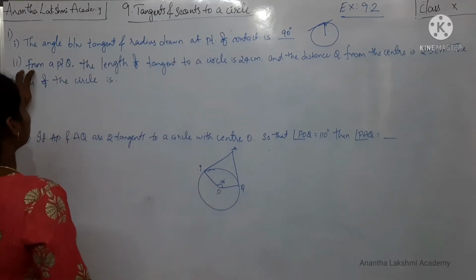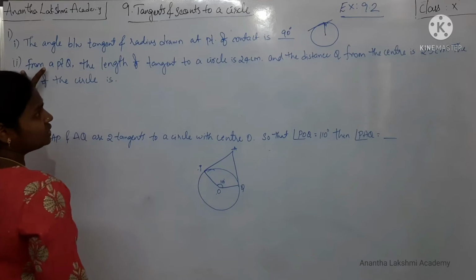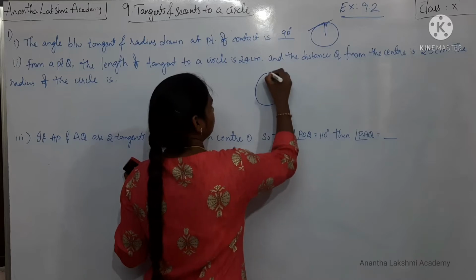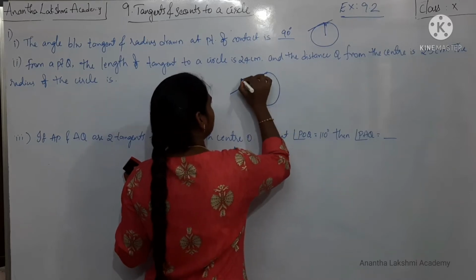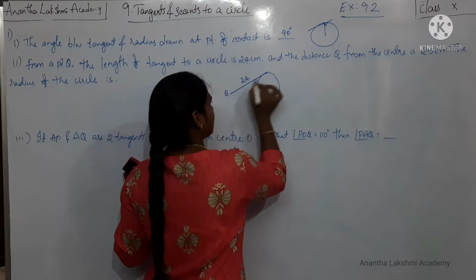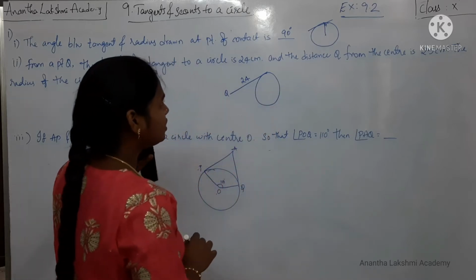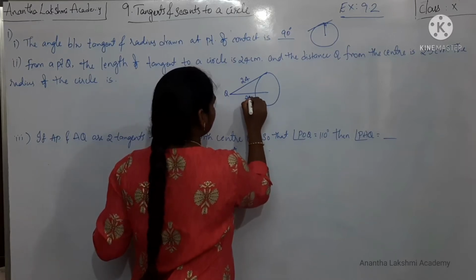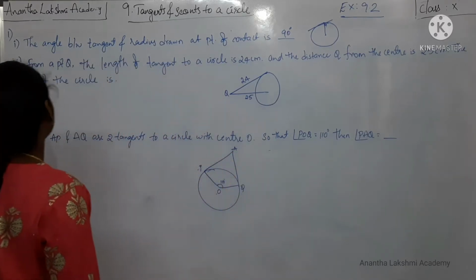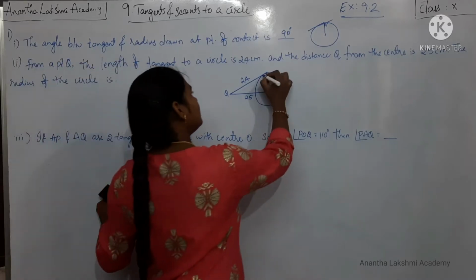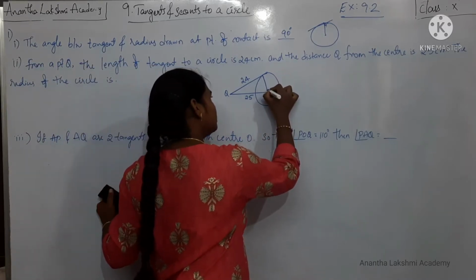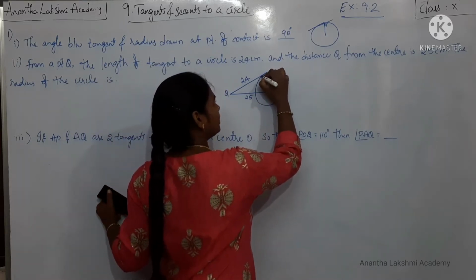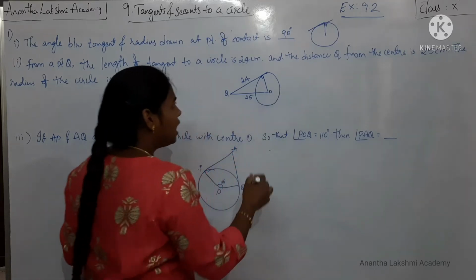Now in the second one, from a point Q, the length of tangent to a circle is 24 centimeters. From a point Q, you have drawn a tangent which is 24, and the distance of Q from the center is 25. The radius of the circle is, what is the radius? Radius is nothing but the distance from the center of the circle to any point on the circle, which is nothing but our point of contact. This is our center. How do we figure this out?